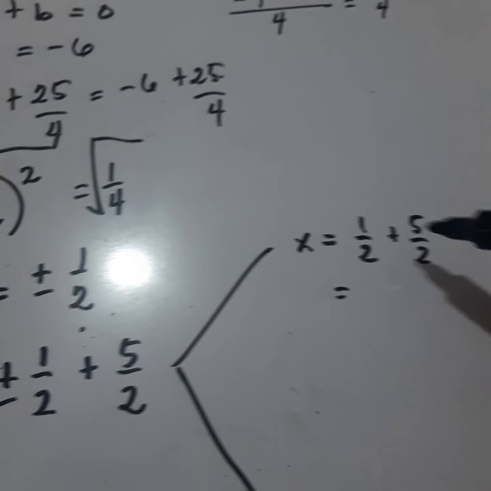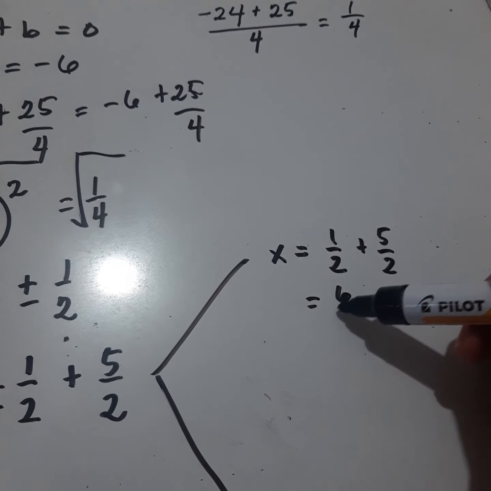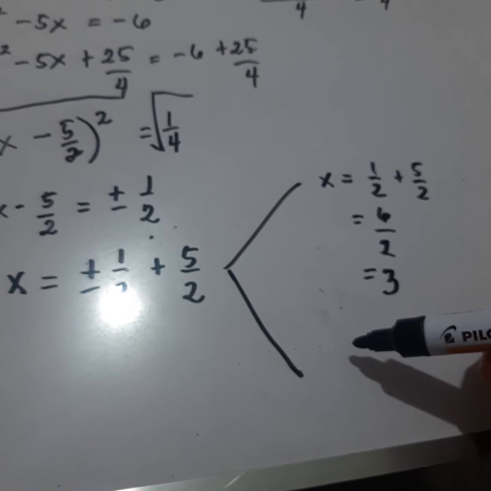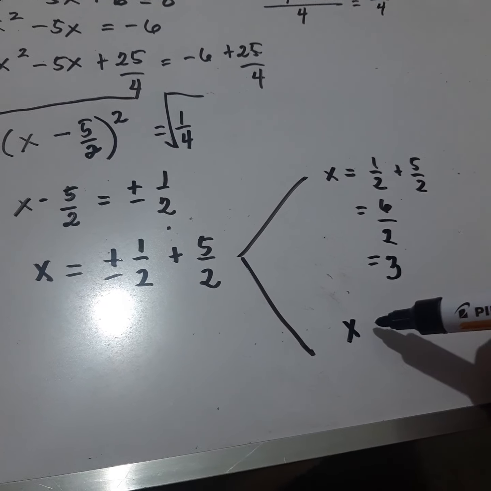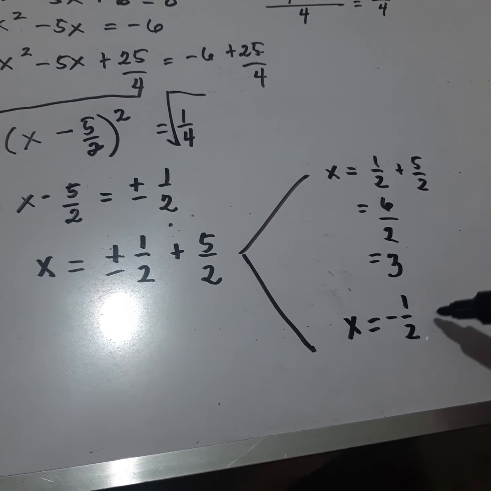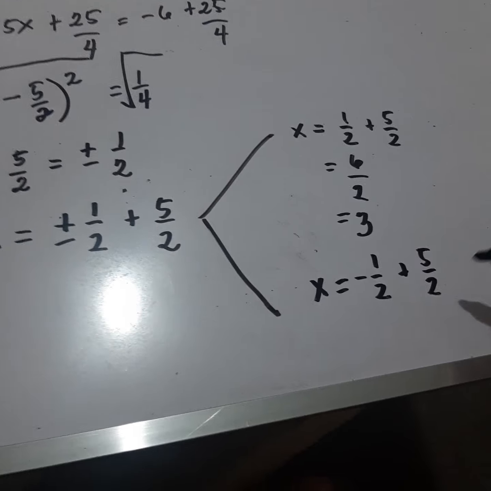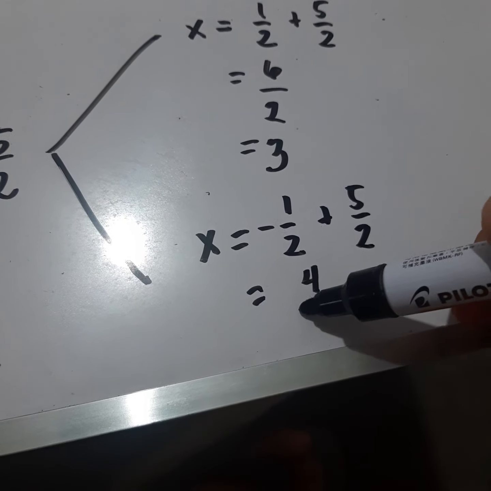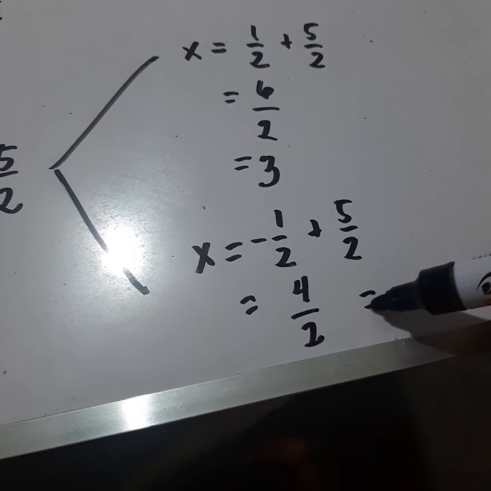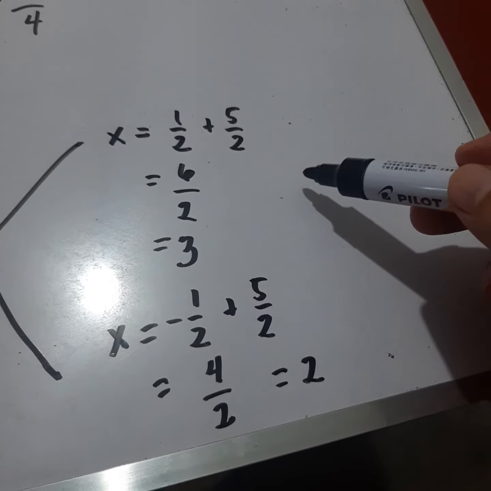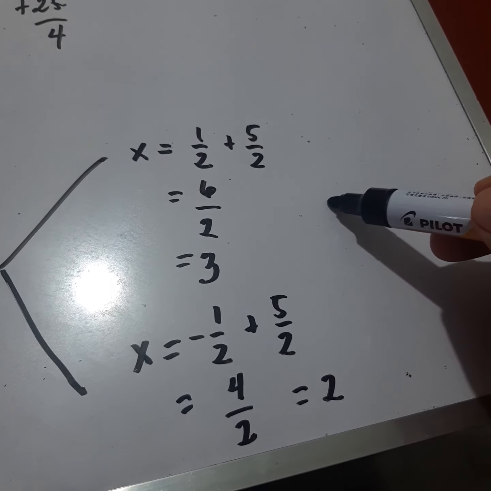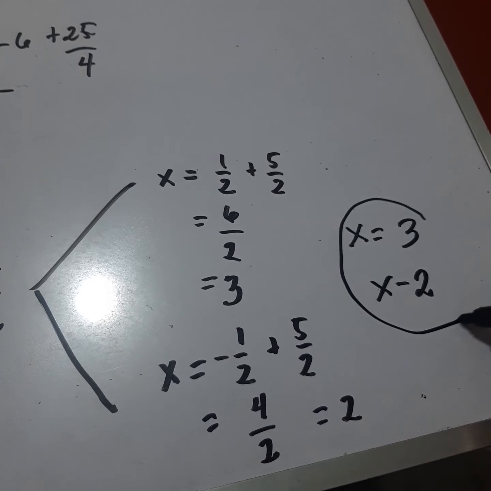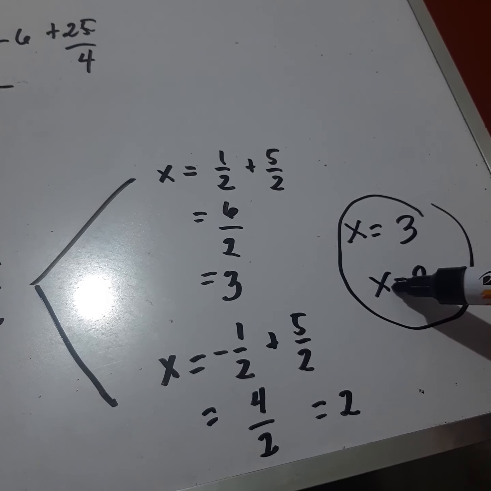So, this is a similar fraction. So, 1 plus 5 is 6. Copy the denominator. So, we have 3. Another for negative. So, we have x equals negative 1/2 plus 5 over 2. So, we have negative 1 plus 5. We have 4 over 2. And 4 divided by 2 is 2. So, what are our values of x? We have 3 and we have 2. So, these are your final answers.